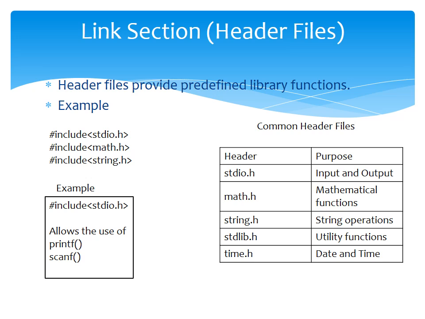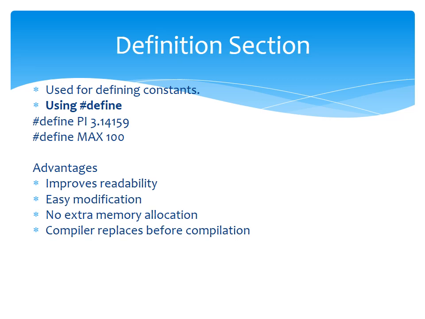On the left, what I've given is an example. You can see hash include stdio.h. When you have this header file, it allows the use of printf and scanf. When you do not have a particular header file and you use such statements, they will not be applicable here. And the next is the definition section.